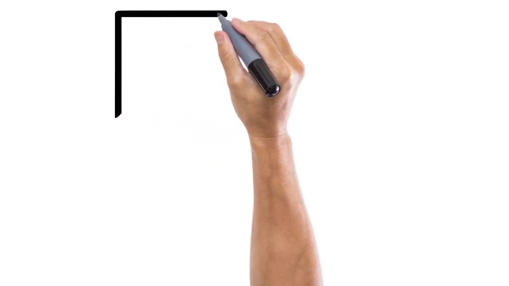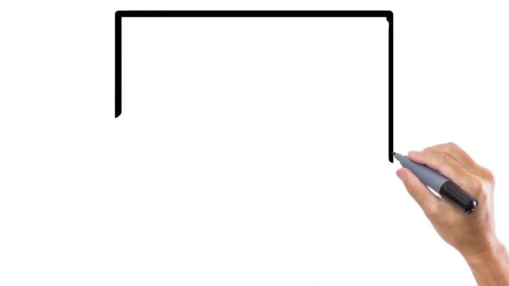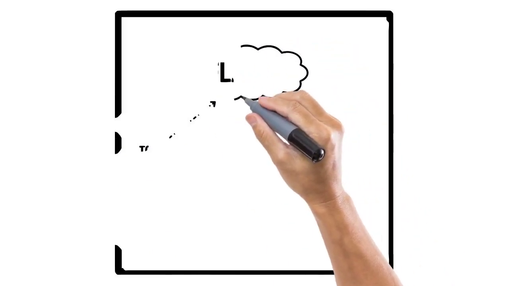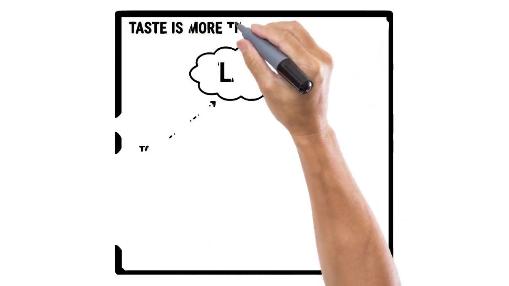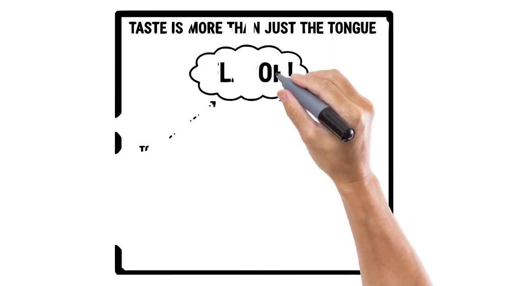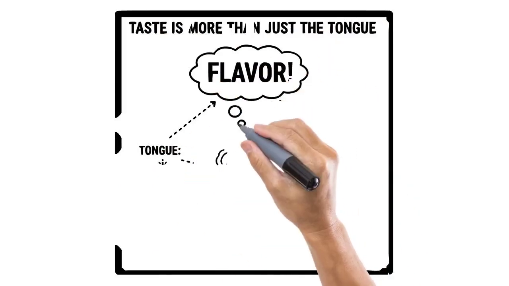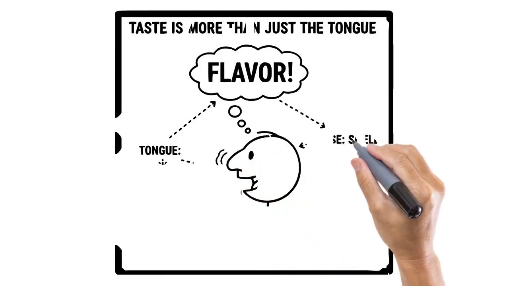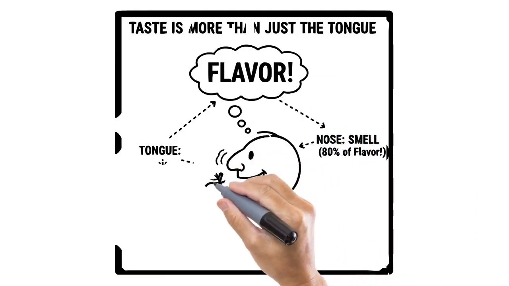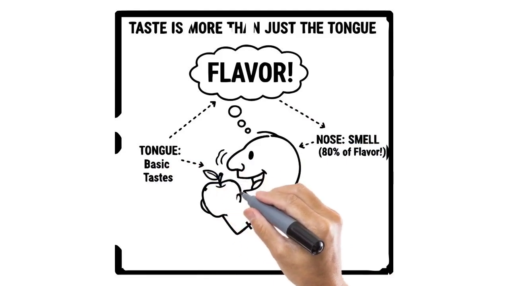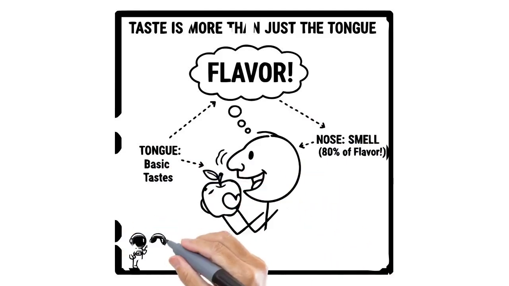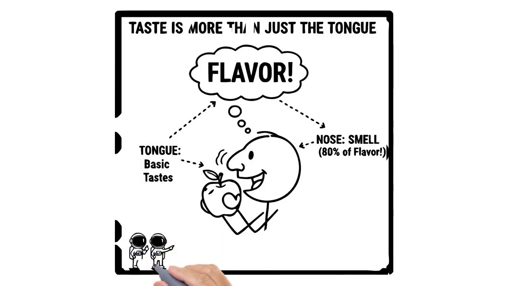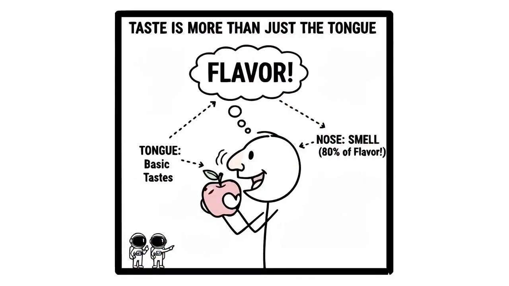Furthermore, the flavor experience is about much more than just your tongue. What we perceive as taste is actually a complex sensory combination. Up to 80% of what we call flavor comes from our sense of smell. When you have a cold and your nose is blocked, food tastes bland because the aromatic compounds can't reach your olfactory system. Texture, temperature, and even sight all contribute to the final delicious profile the brain registers.